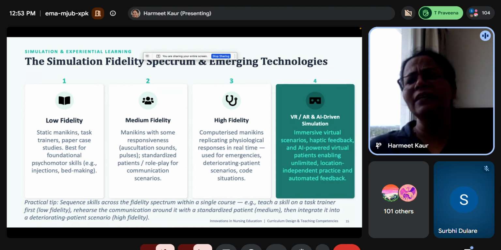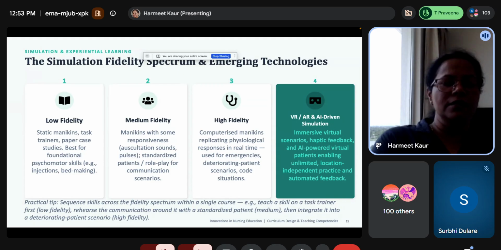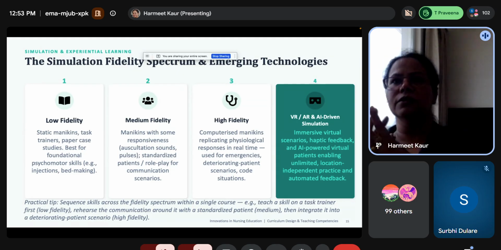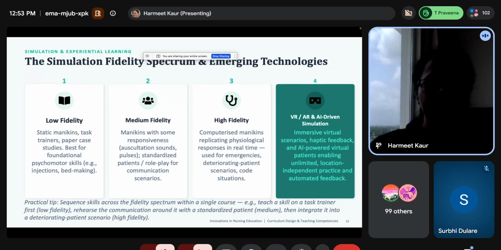And then there can be a lot of roles. The person can act as the patient, one person can act as his relative, one person can act as a nurse, one person can act as a doctor. Give them a case scenario, let them perform. But one facilitator, the faculty, has to be there who can change the scenario in between.